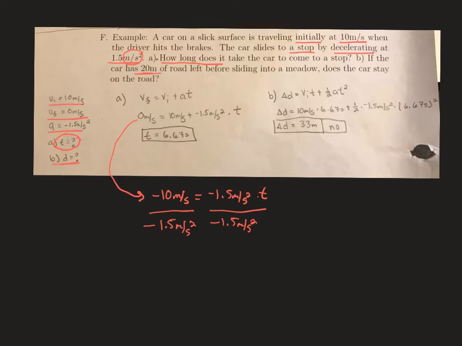Let's talk about where the units came from. So we have meters per second divided by meters per second squared, which means that I'm going to flip the second fraction and multiply. So the meters cancel out, and one of the seconds cancel out, giving you seconds.